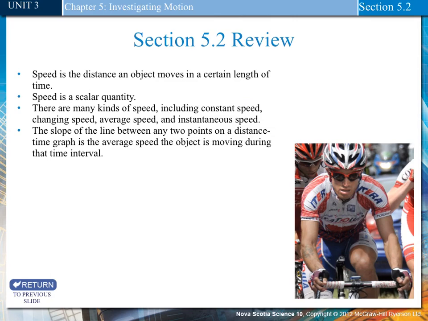Now let's review. Speed is the distance an object moves in certain lengths of time. Speed is also a scalar quantity, meaning again, no direction. There are many kinds of speed, including constant speed, changing speed, average speed, and instantaneous speed. The slope of a line between any 2 points on a distance time graph will give you the average speed the object is moving during that time interval.